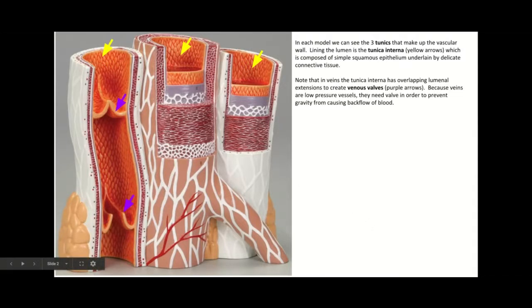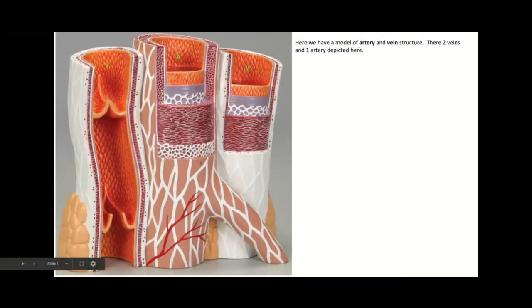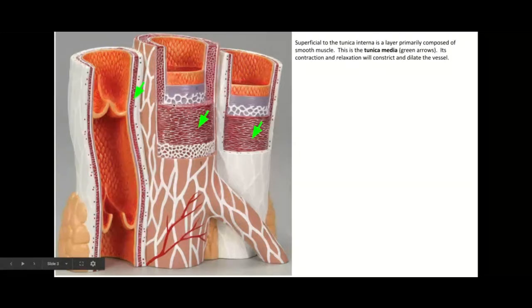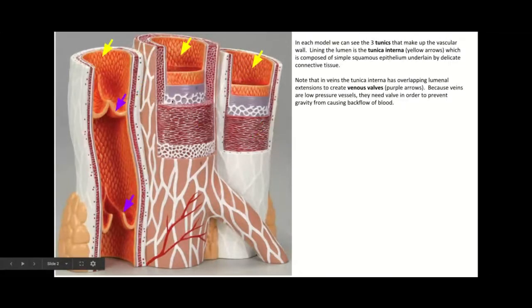In this picture, you can see the tunica intima with yellow arrow, and as I told you, the tunica intima is composed of endothelium, subendothelial connective tissue, and here we have the internal elastic membrane, and the tunica media of the vein are the same, and you can see valve of the vein with purple arrows.